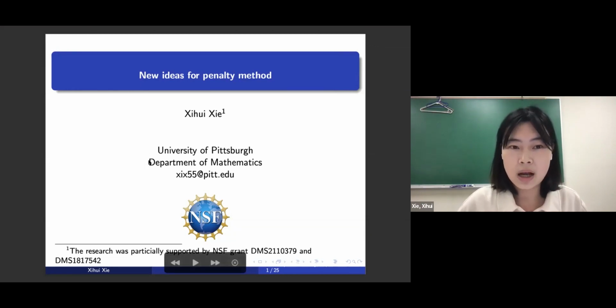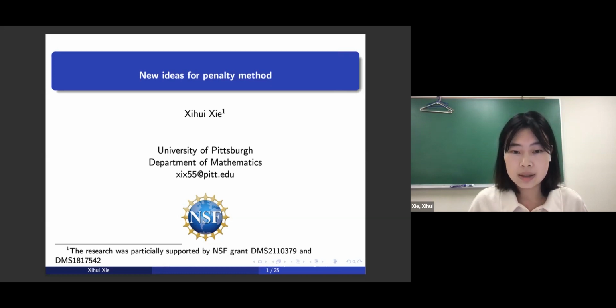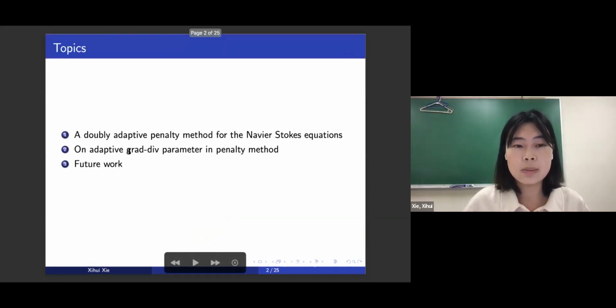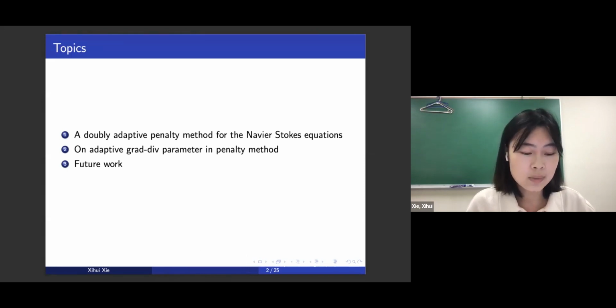Okay, so here's my topic today. It's the new ideas for penalty method, and this is also my thesis topic. Today we mainly have two main topics. The first one is a double adaptive penalty method for the Navier-Stokes equation. Here we use the penalty method and also control the penalty parameter in time. That is to say, in each time step, we want to pick an optimal penalty parameter. The second topic is on adaptive grad-div parameter in penalty method.